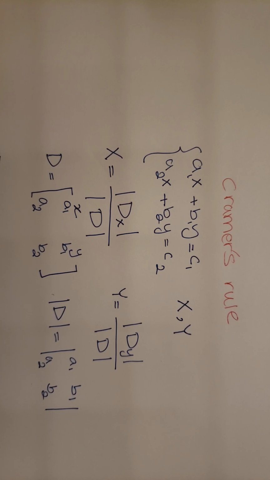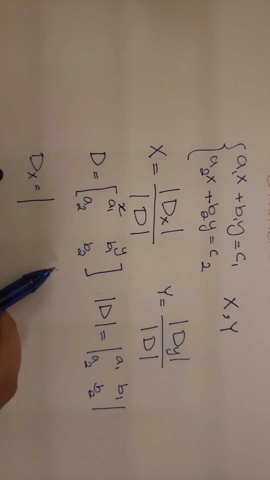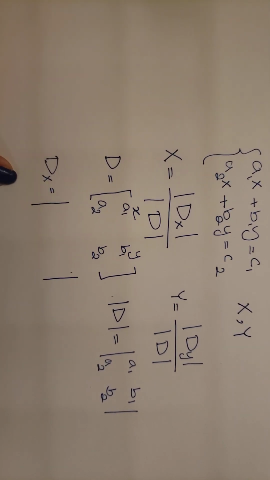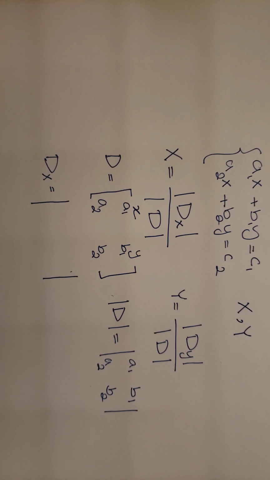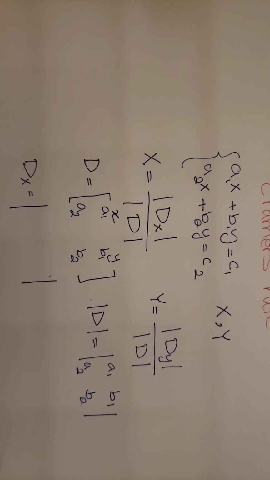So dx would be, x is your first variable. To find the matrix dx, you have to replace the coefficients of x with c1 and c2, then find the determinant of dx. So what are the coefficients? The constant matrix is c1 and c2. This is your constant matrix.